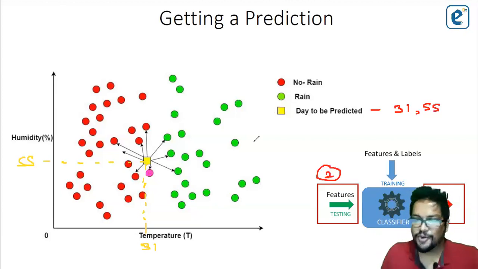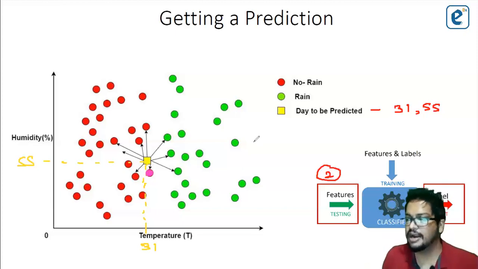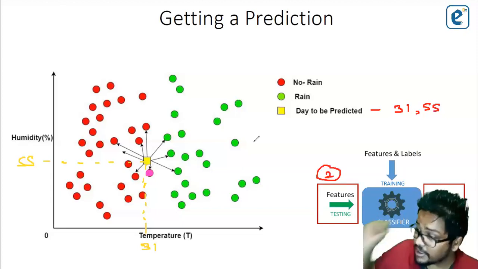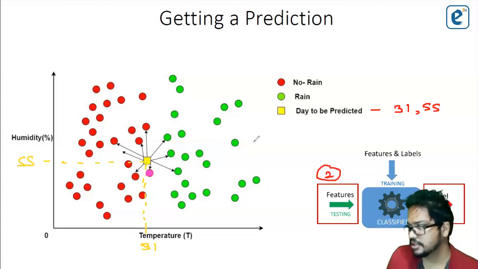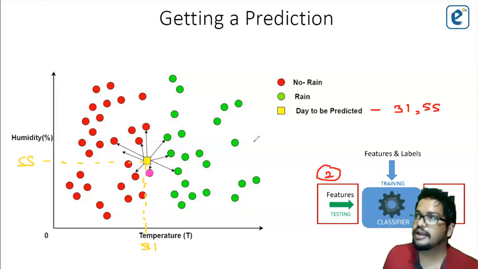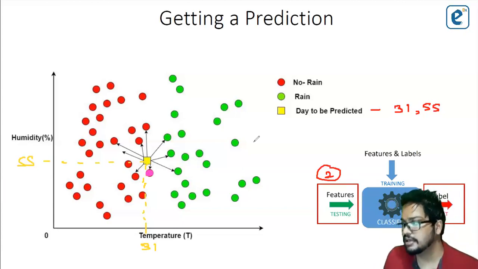But the computer can't see like that. It's not actually going to plot this kind of thing. It doesn't draw a graph and look at it, since it doesn't have eyes like us. So what will happen is it's going to measure all the distances to all the points in the data set. Let's say in the training data set we had 100 days.